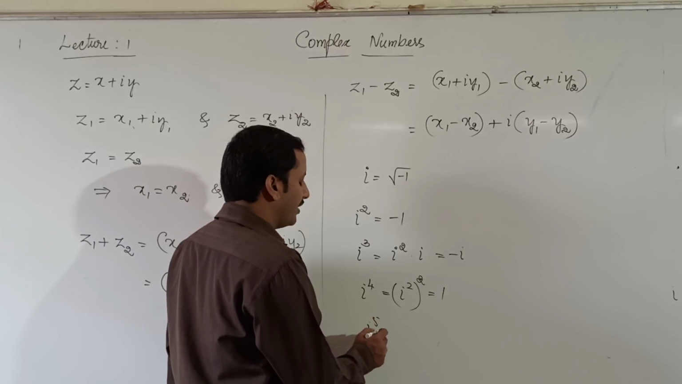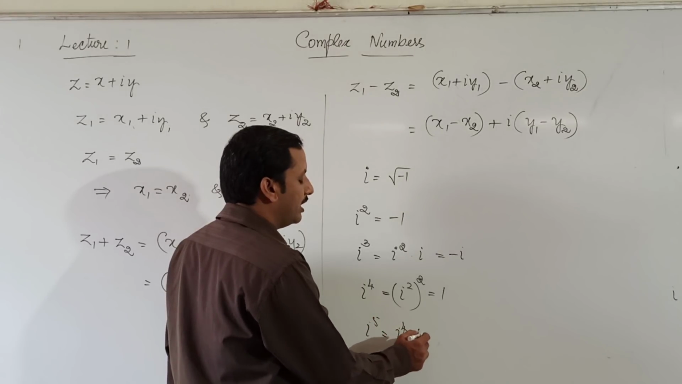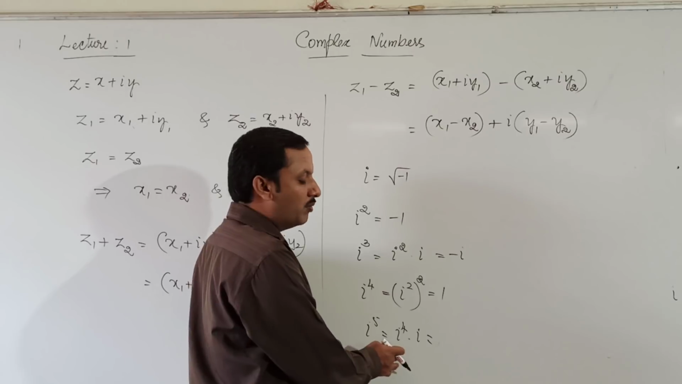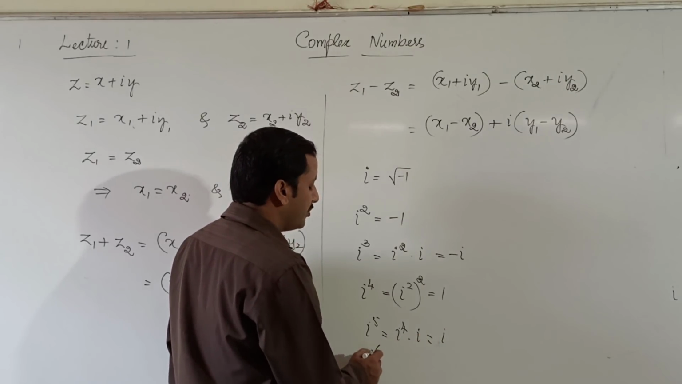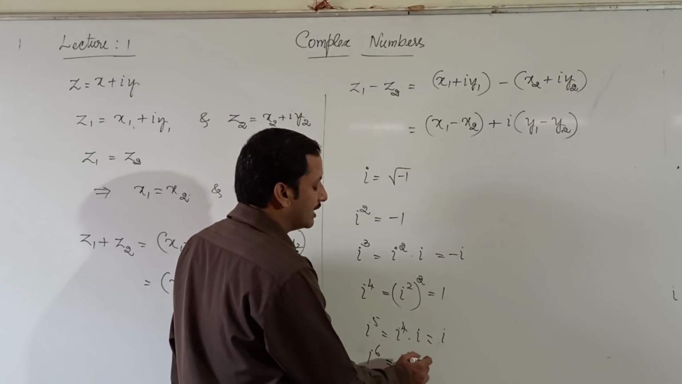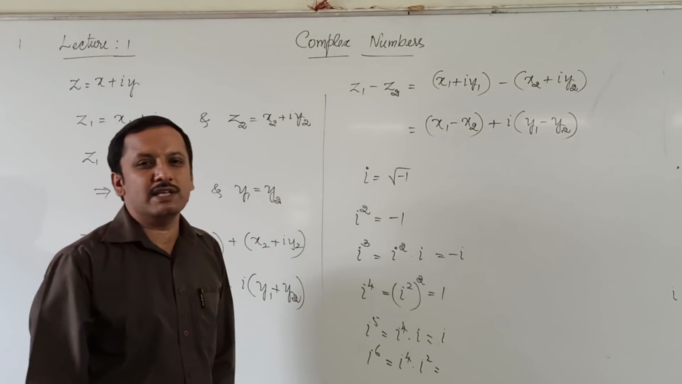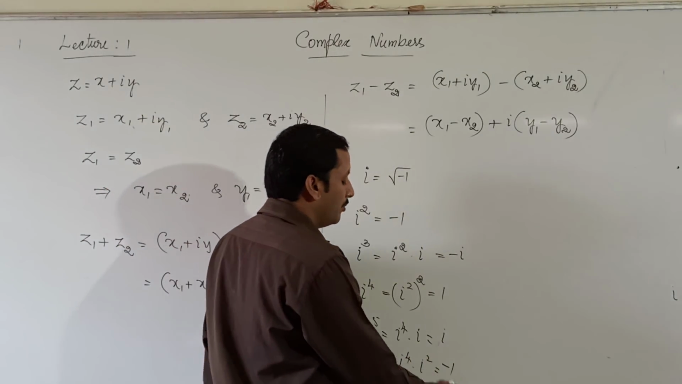Then what about i power 5? i power 5 I can write as i power 4 into i. i power 4 is 1. We already know 1 into i will be equal to i. Then i power 6. i power 6 is i power 4 into i square. i power 4 is 1. And i square is minus 1, 1 into minus 1 will give you minus 1.